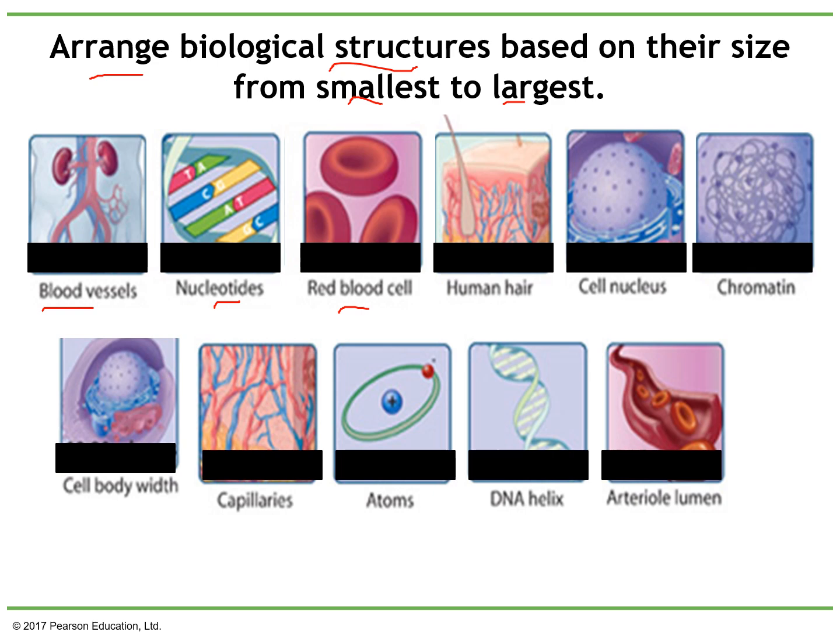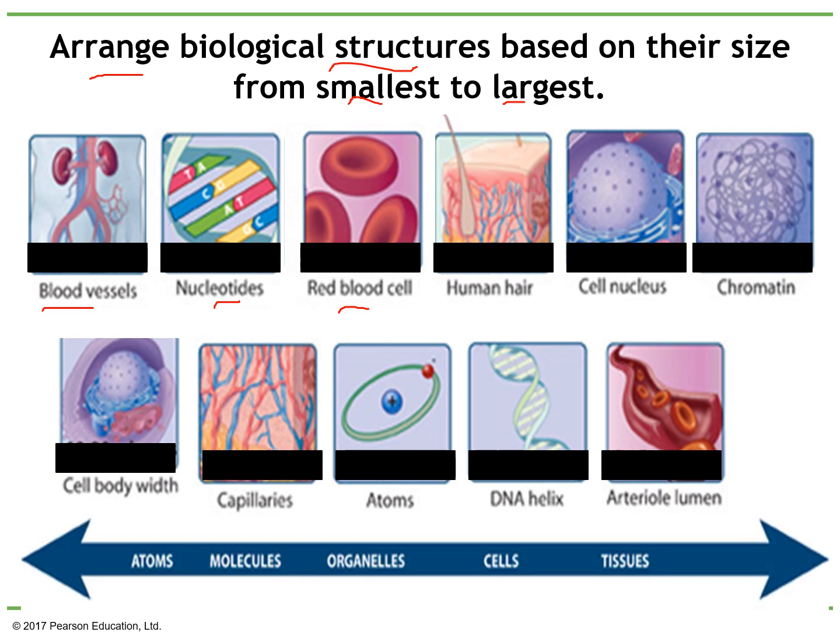This doesn't have to be perfect. I just want you to start thinking about all these different sizes that different biological structures have. One clue: you can organize it starting from atoms, then molecules, organelles, then cells and tissues. This can help you organize it from the smallest to the largest. Okay, so organize it, and in the following slide, I will show you the answer.